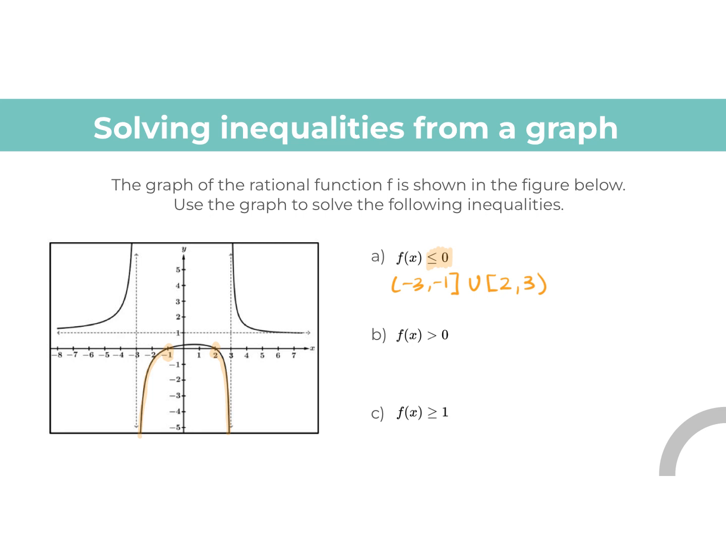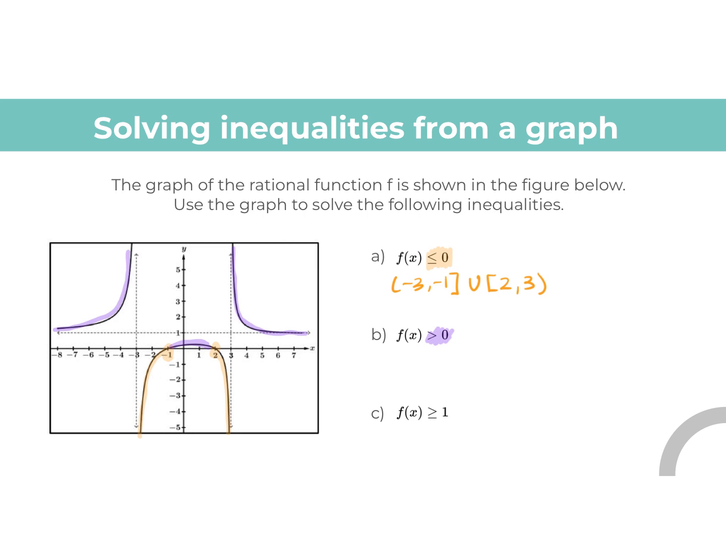When I compare that to the next one, which is where this function is greater than 0, this time I don't want the zeros. I just want the parts of my graph that are above the x-axis. So I have these pieces that are on the far outsides of my vertical asymptotes, and then I have this piece in the middle in between those two x-intercepts, but I don't want to include those x-intercepts.